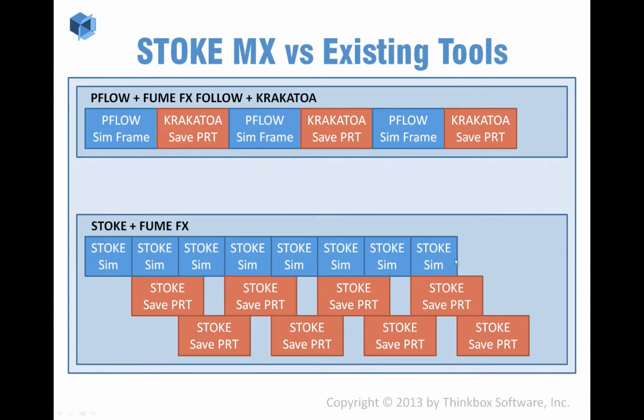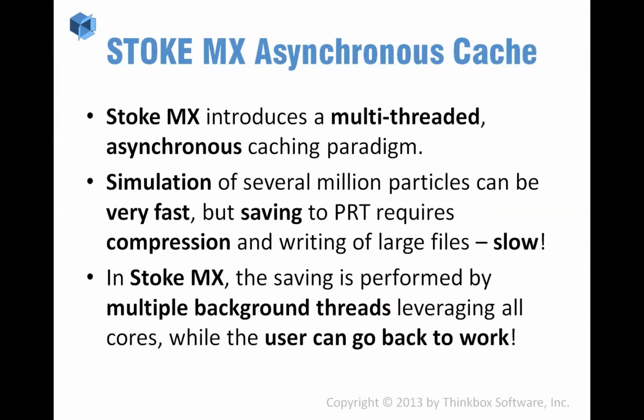So when the simulation finishes, it's already faster, and all the saving is shifted in the background. So even if it's not done, I'm free to do other things. This is what we call the asynchronous cache, and it's completely new in Stoke, and we don't know of another tool inside of Max actually doing anything like that, because multi-threading in Max is a tricky business.